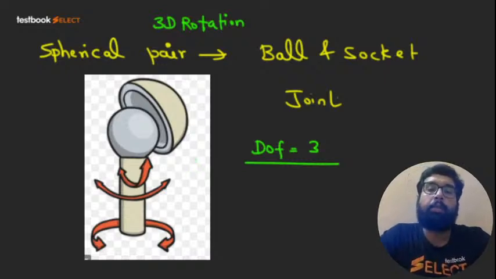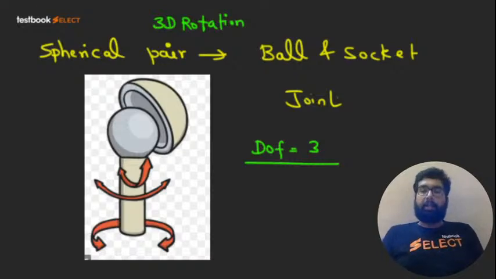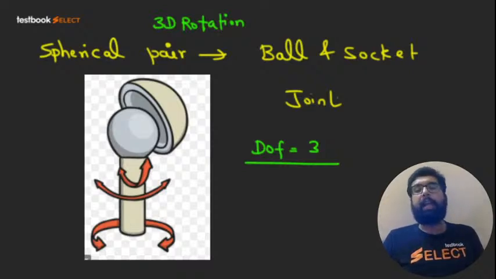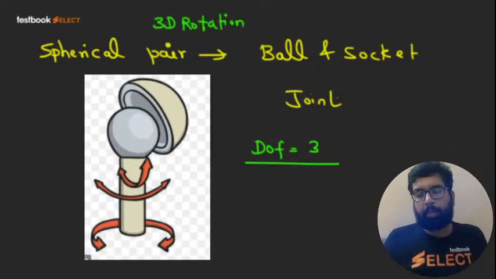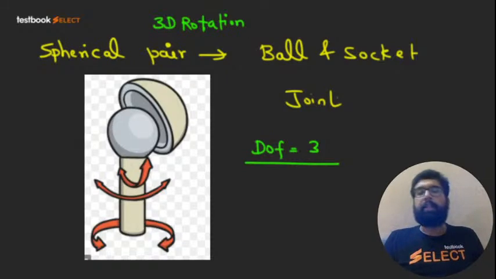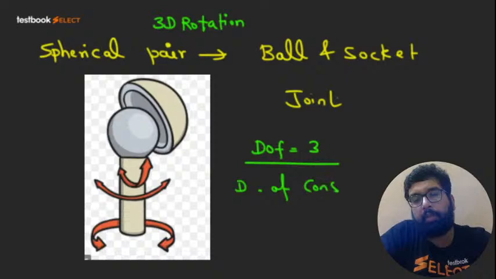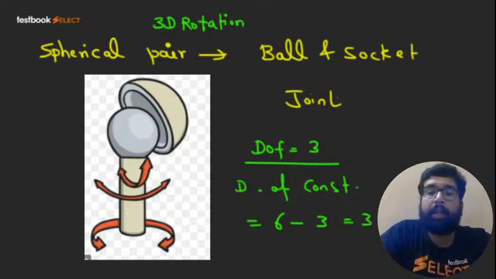How, sir? While solving questions of three-dimensional cases, either you can see how many motions we are left with, or how many motions have been destroyed, because you have to subtract from 6. If the degree of freedom is 3, what will be the degree of constraint? Let's call it degree of constraint. It will be 6 minus 3, that is 3. Understood, my dear?